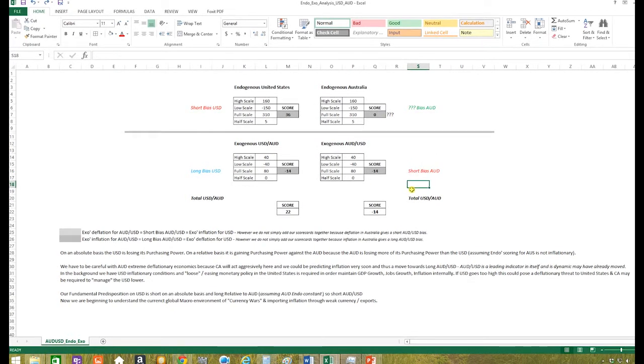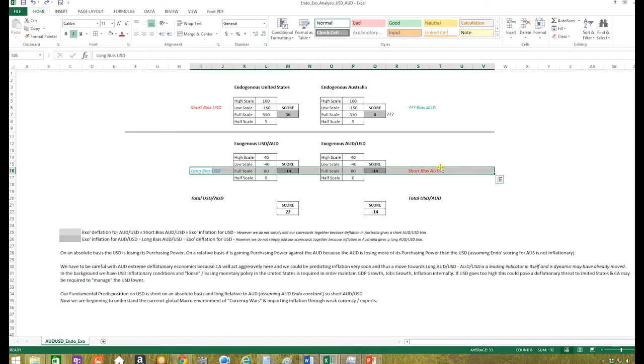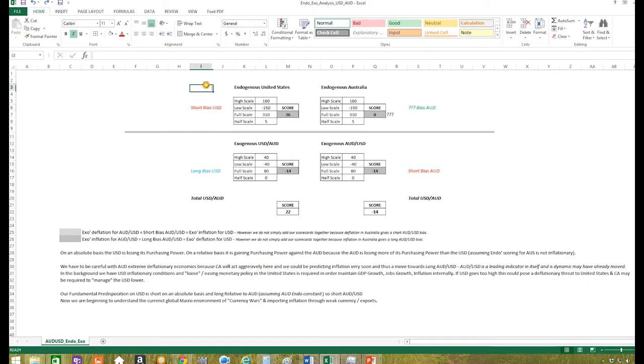So through the dynamic relativity principle, if we have a long bias on the side of the United States, by default, because we have a deflationary condition here and short bias in Aussie dollar, US dollar, then this means the long bias is either cancelling out some or all of our previously obtained short bias from our endogenous US analysis. Now let's have a look at this in a bit more detail in terms of the dynamic relativity principle.